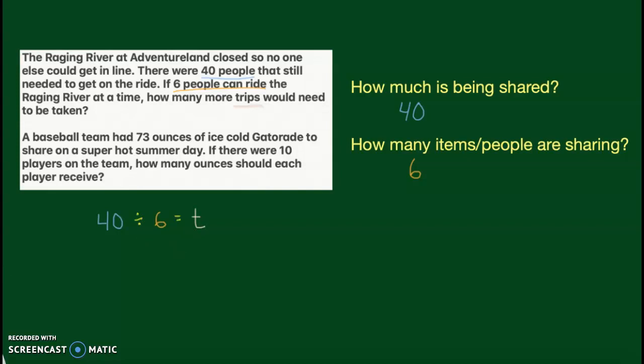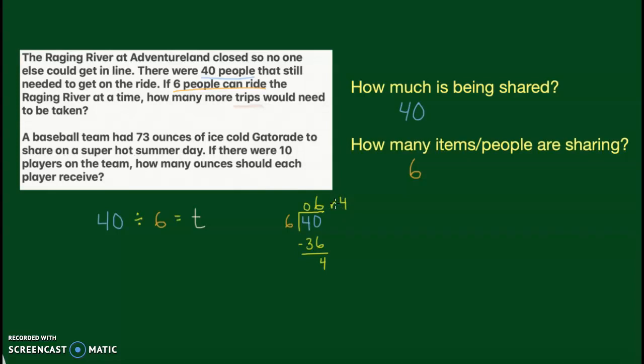Now let's figure that out. One way we can do that is doing the division problem, and I'm going to start with that one. So we're going to go 40 divided by 6. I can't get any groups of 6 from 4. I can get 6 from 40. So 6 times 6 is 36. And I subtract and I get 4. 4 is less than 6. There's nothing else to bring down, so I have 6 remainder 4.